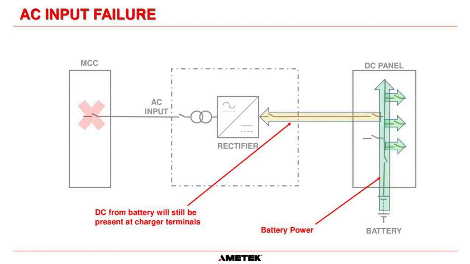So as soon as the power from the charger rectifier goes away, the battery just continues to supply power to your load circuits seamlessly with no switching whatsoever. So as you can see here, the green is now the current flow. So the green is coming from the battery and going out to your load circuits if you have a power failure.